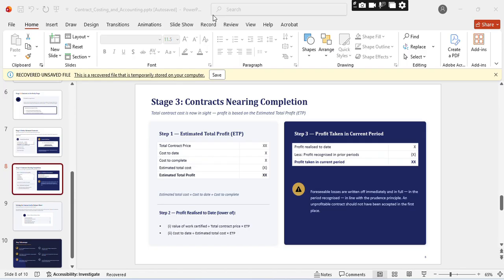Please, foreseeable losses are written off immediately and in full in the period recognized, in line with what? The prudency principle or concept.